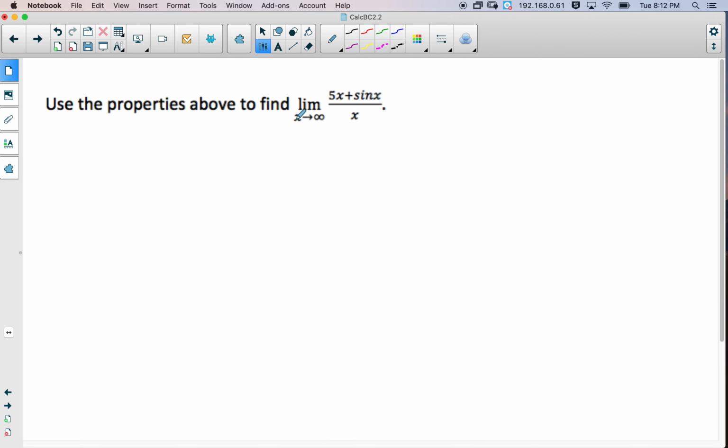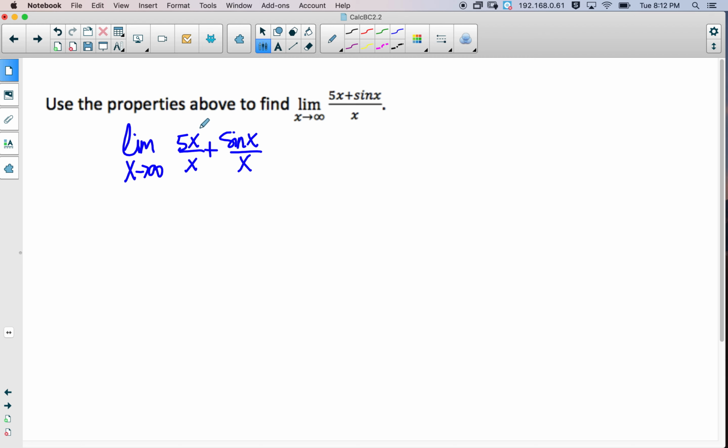Let's take a look at the limit as x approaches infinity of (5x plus sine x) all divided by x. So what we can do is use some of these properties. The first thing I'm going to do is split this into two parts and divide this first term by x and divide this second term by x. So I'm going to have the limit as x approaches infinity of 5x divided by x plus sine x divided by x. And now using the properties of limits, I can take the limit of each part.